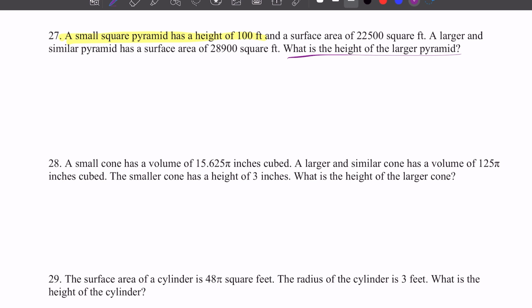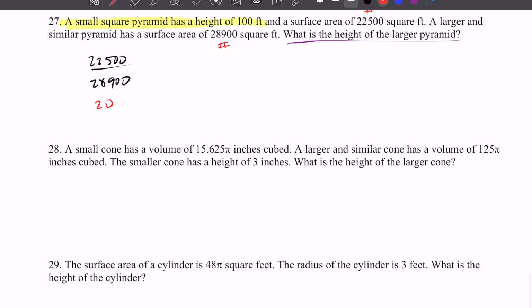The only thing that we have that is a number over a number would be this 22,500 square feet for the smaller square pyramid and the 28,900 for the larger square pyramid. So if I say small over large, I can say 22,500 over 28,900. So this right here is the ratio of surface areas, right? And this is my two-dimensional ratio.